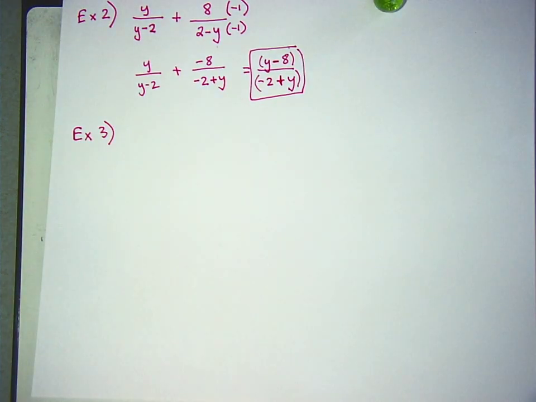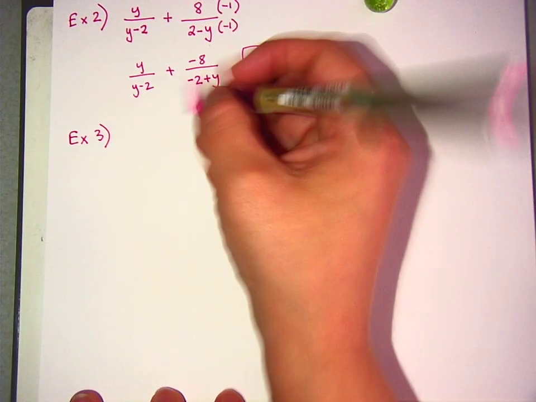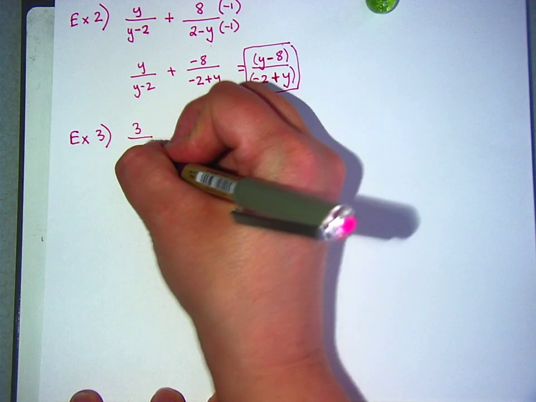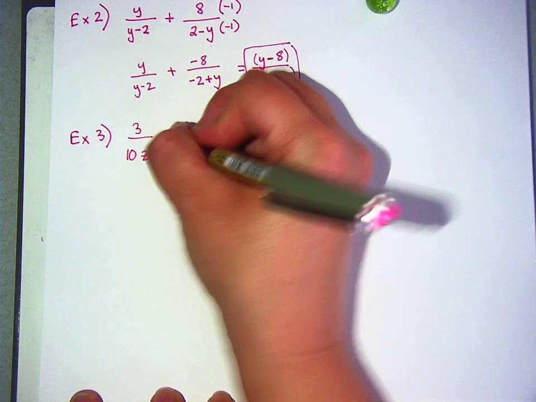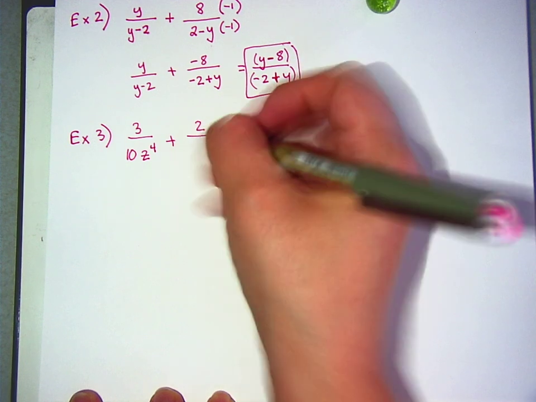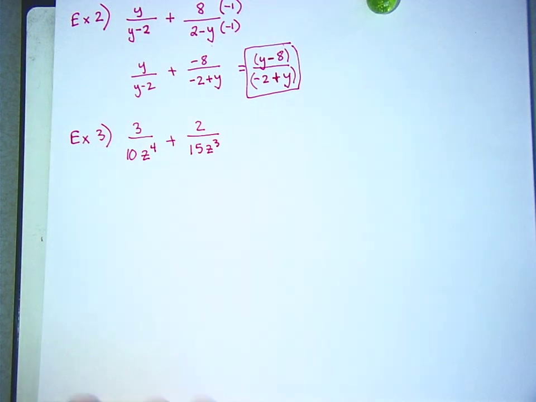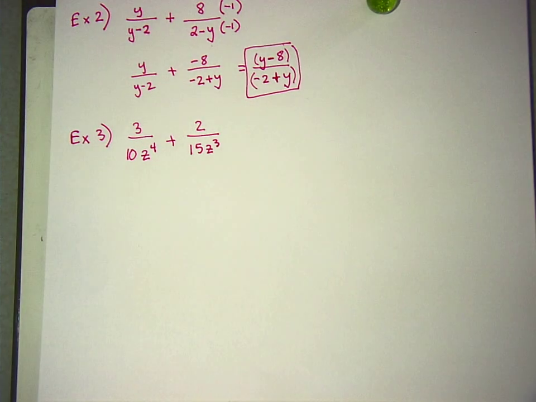Next one. Let's do, how about we try a practice problem for you to try with your partner. Let's do 3 over 10 z to the fourth plus 2 over 15 z to the third. All right, try that with your partner, please.